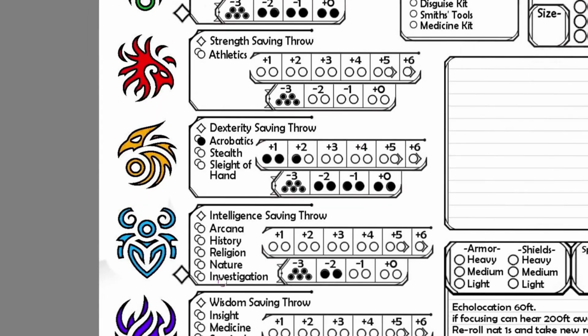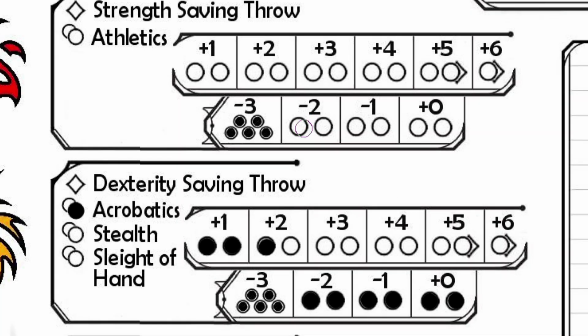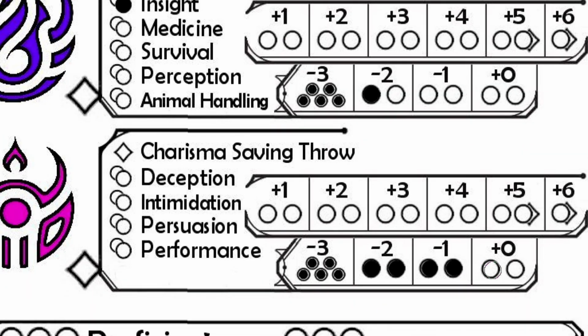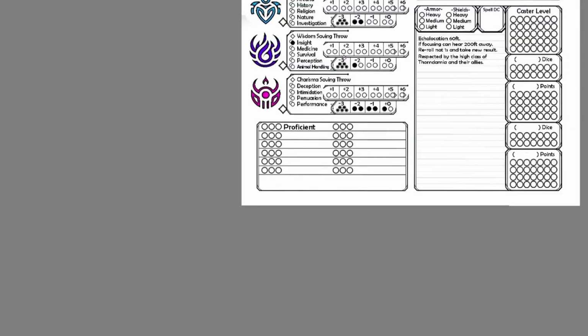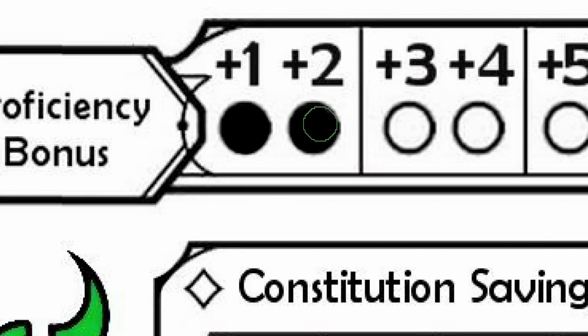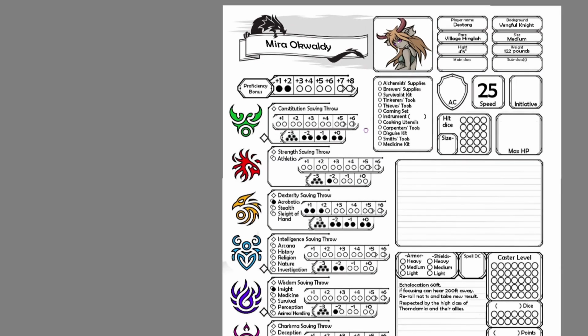I'm going to go ahead and mark down insight here for the proficiency we got from knight, and we also got a +1 to our strength, a +1 to our charisma, and a +1 to our proficiency bonus. So now our proficiency bonus is at +2, which is where you'd normally start on in a typical D&D character.